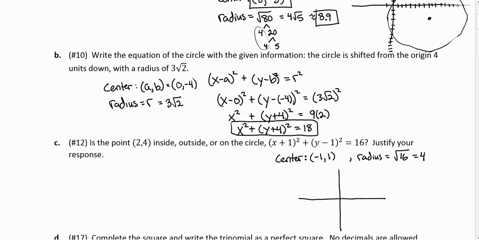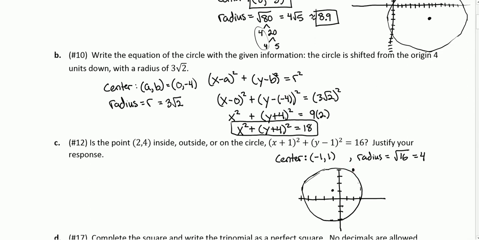And so let's sketch this circle. Left 1, up 1 for our center, and then go 4 in each direction, to the right, above, to the left, and below the center. There's our circle. And we're interested in the point 2, 4. So when we plot that point, we can see where it is in relation to our circle, which is pretty close to our circle.